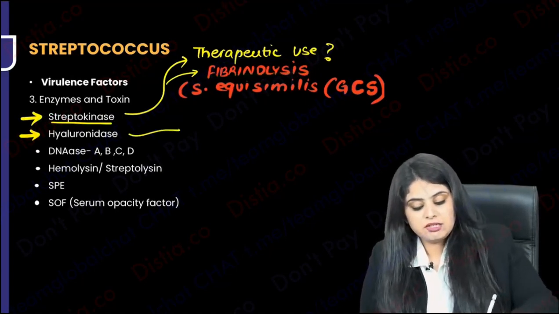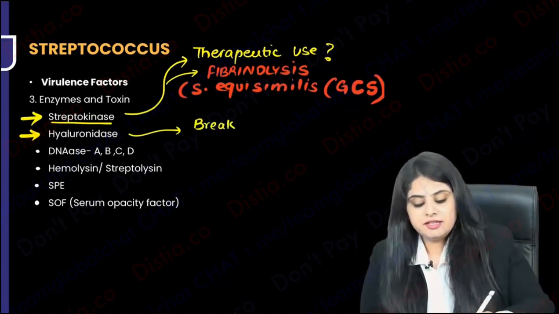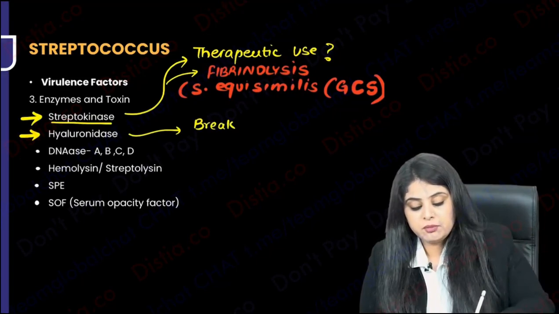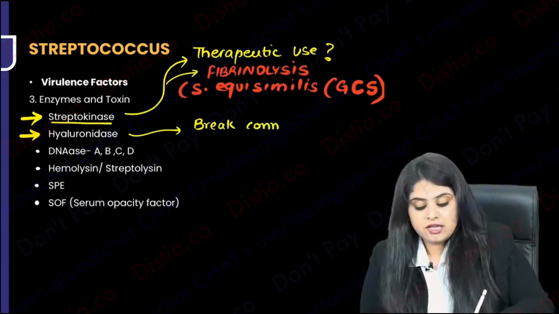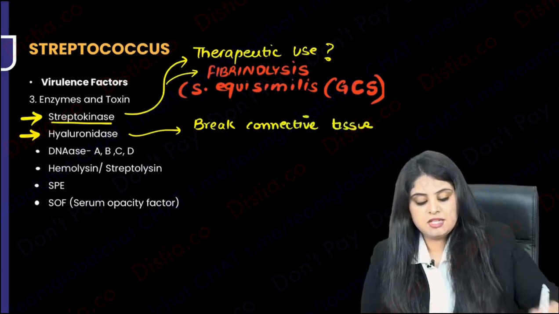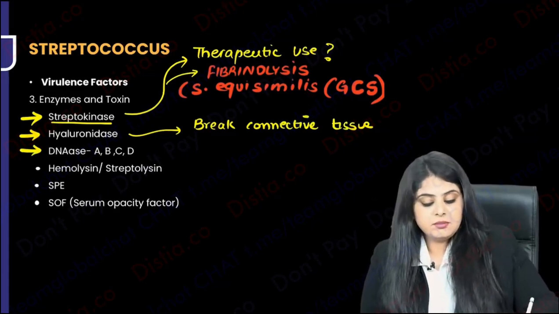Next one, hyaluronidase. Of course, this is the one that I was telling you. Hyaluronic acid and hyaluronidase are related. I told you this is the one that is going to break the connective tissue. So if they ask you which of them can break the connective tissue, that is a question. Coming to the next, it has DNase A, B, C, D.